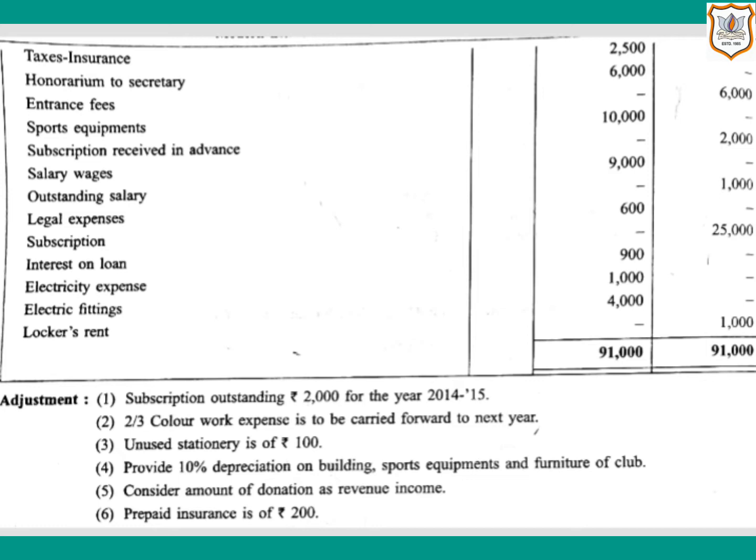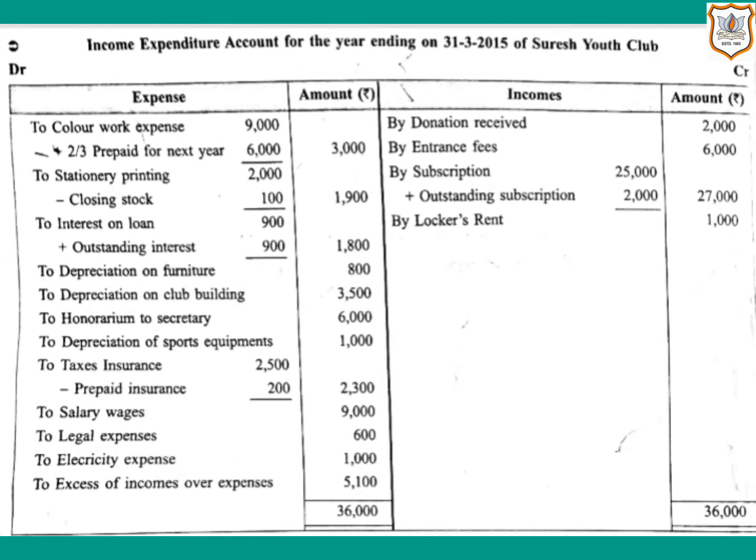First one is regarding subscription. Then second is related to colour work expense. Third one is unpaid stationery. Then fourth one is about depreciation. Then fifth is we have to treat donation as revenue income here. Then sixth is prepaid insurance of rupees 200. So let us see how the income expenditure account will be prepared.